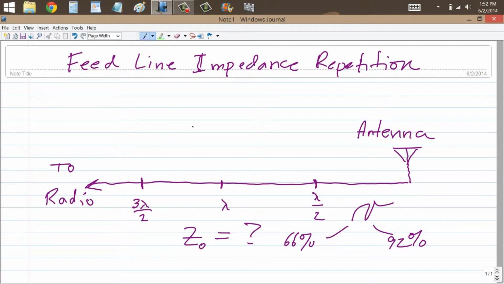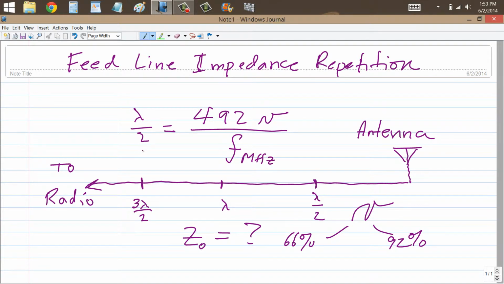And once you know that velocity factor, once you know that V, then 1/2 wavelength equals 492 times V divided by the frequency in megahertz. And this is a half wavelength in feet. You can use that formula to calculate these intervals from the antenna to this point, from this point to this point, from this point to this point. So it doesn't matter what your antenna impedance is.